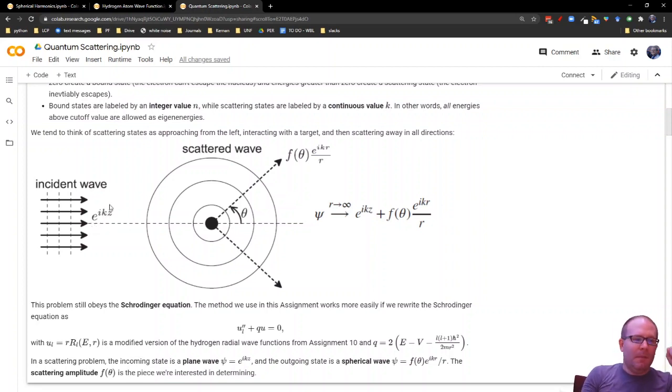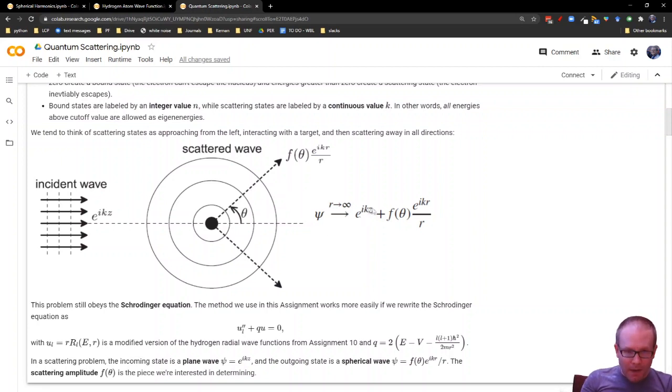The picture you want to keep in mind here is that you have an incoming wave of electrons coming in from the left. They are moving in what's called a plane wave. So this e to the ikz represents sines and cosines that oscillate along the z-axis, which is horizontal in this picture. All these electron states are going to interact with the hydrogen atom here, and they're going to scatter off in a whole bunch of different directions. We're going to measure those directions as this angle theta here.